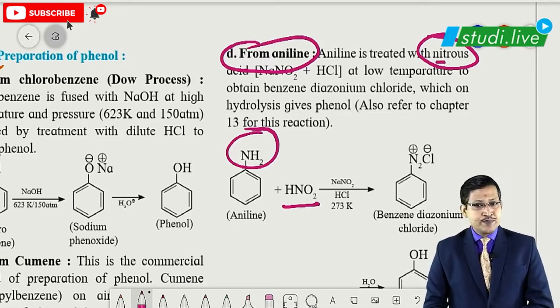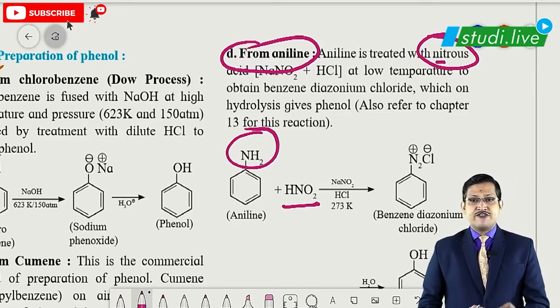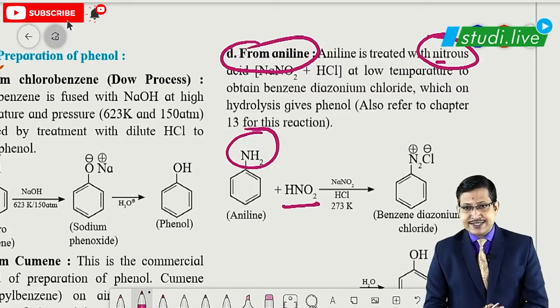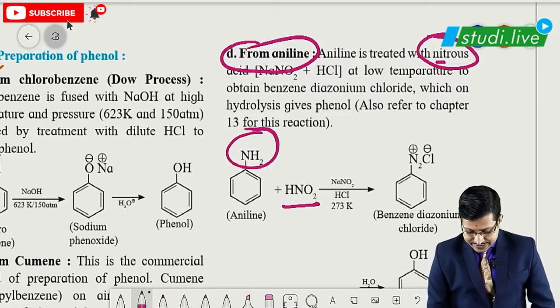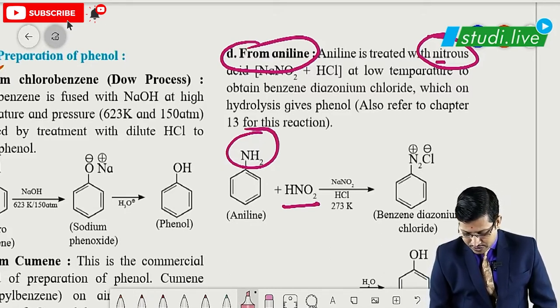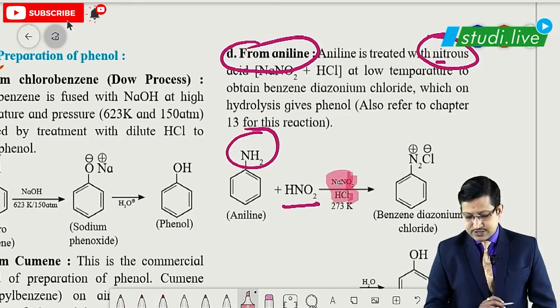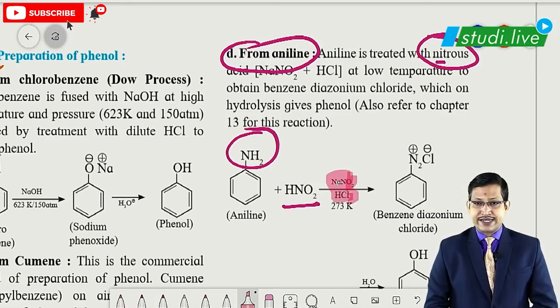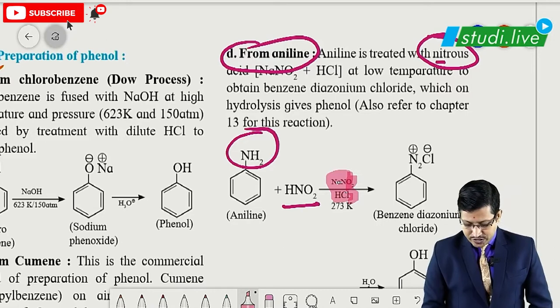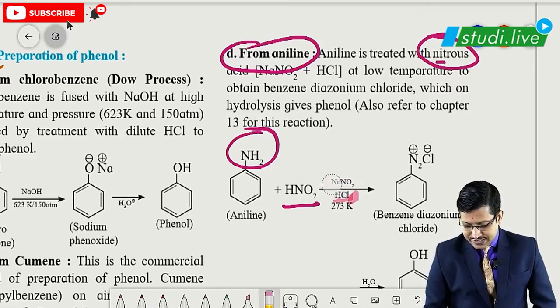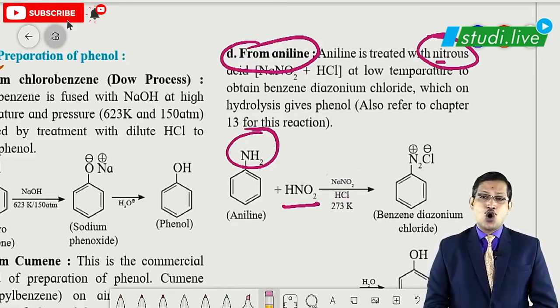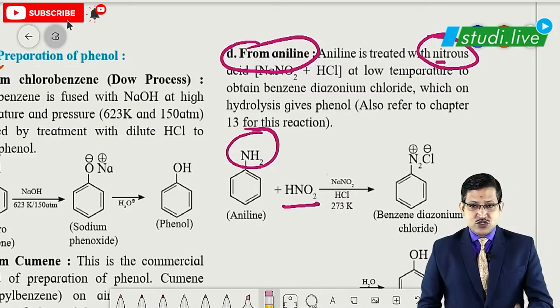Second important thing, nitrous acid is not available in nature. You are synthesizing it. How do you synthesize it? That's also something very interesting and very important. Here it is. That is NaNO2 reacting with HCl. So when NaNO2 reacts with HCl, it gives you nitrous acid.